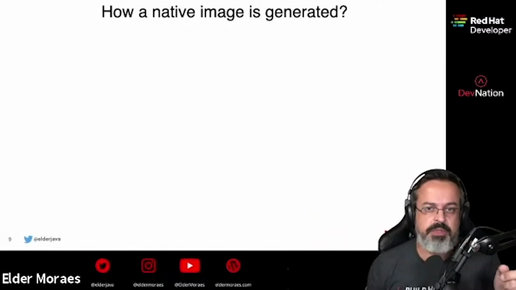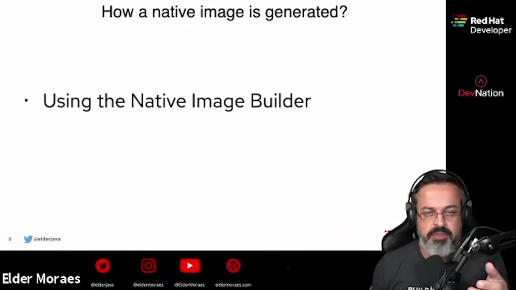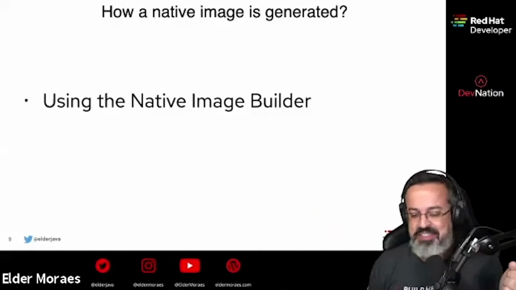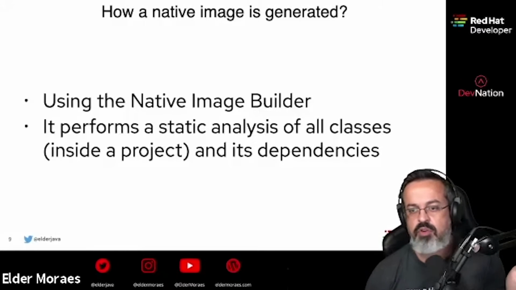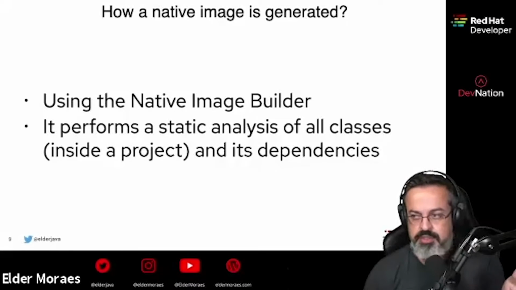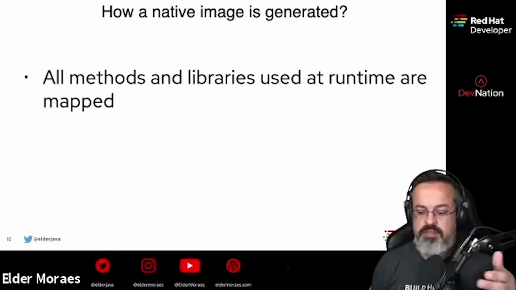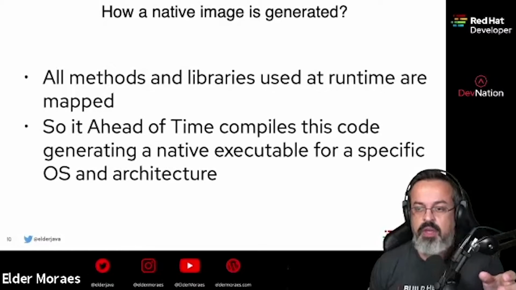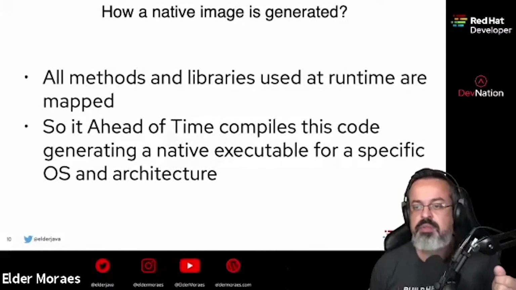How is a native image generated? Using the native image builder, the builder that builds native images. It performs a static analysis over all classes inside a Java project and its dependencies. All the methods and libraries used at runtime are mapped, and it will compile your code using ahead-of-time compilation to generate a native executable for a specific operating system and architecture.